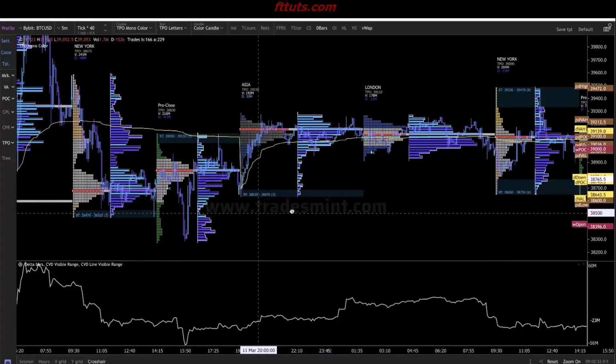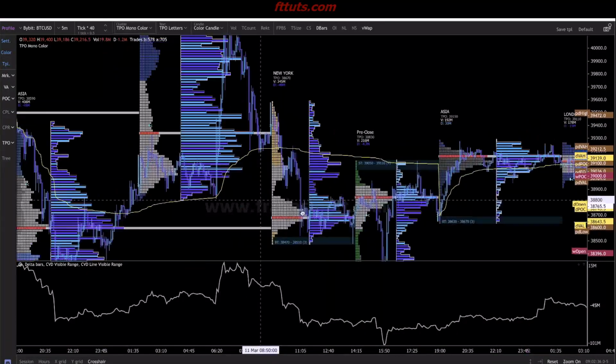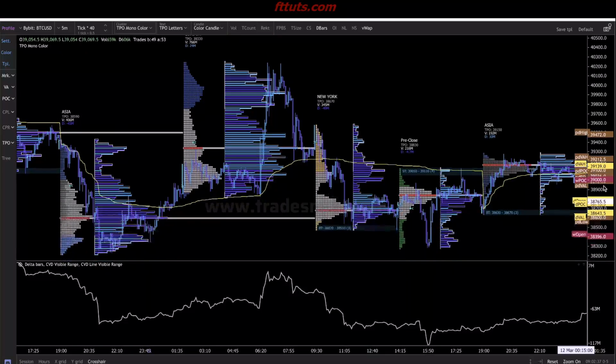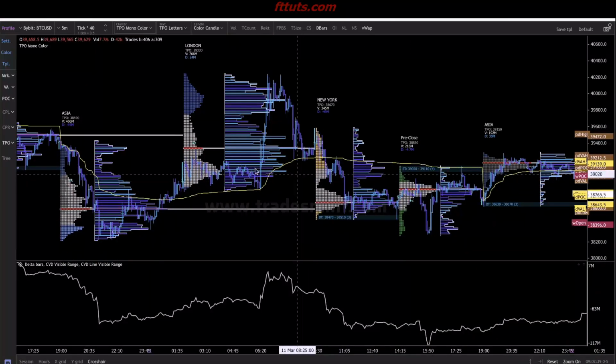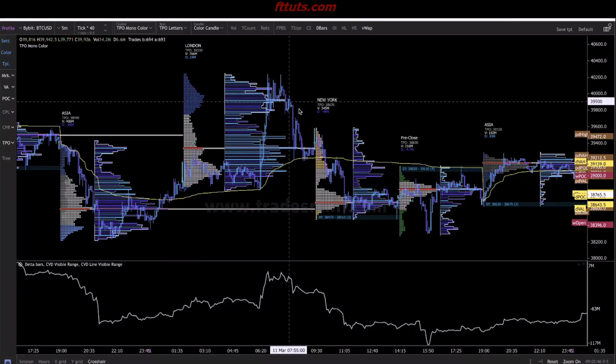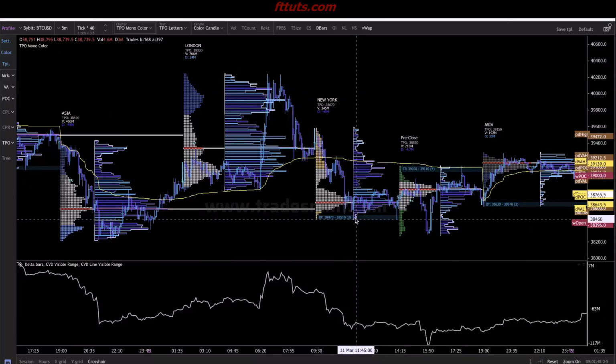This is obviously better during weekdays, right? During weekdays, but we can see here as well. Look at this in the London session. There's not much, kind of quiet. Then all of a sudden we have a big move to the upside. New York session opens, we have a big move to the downside.